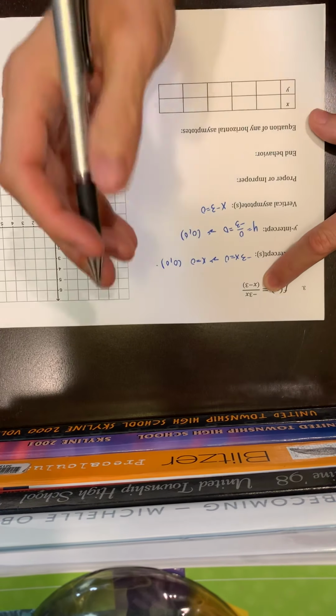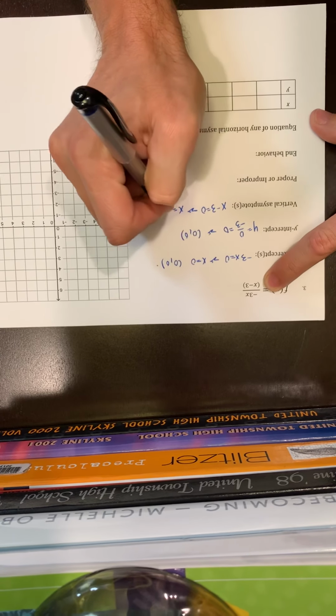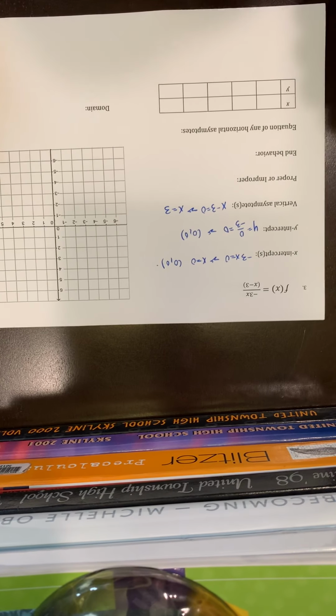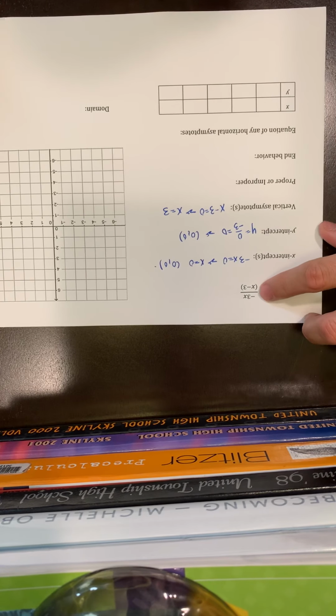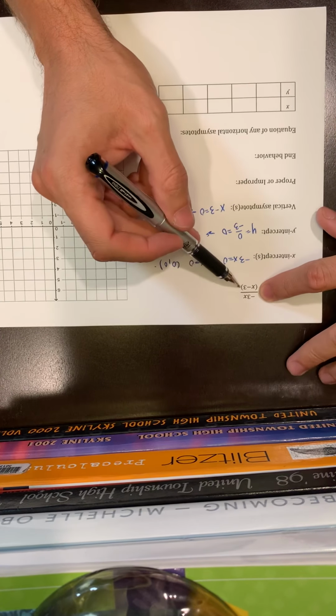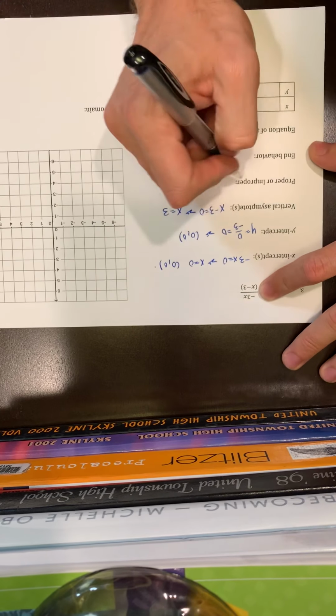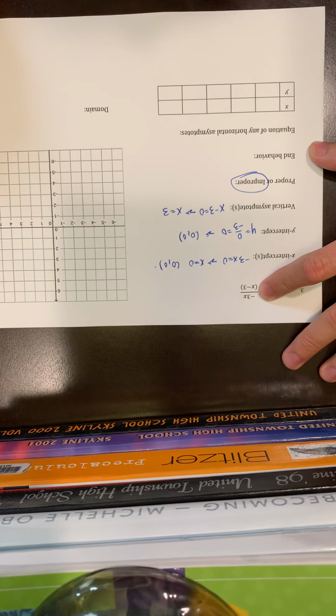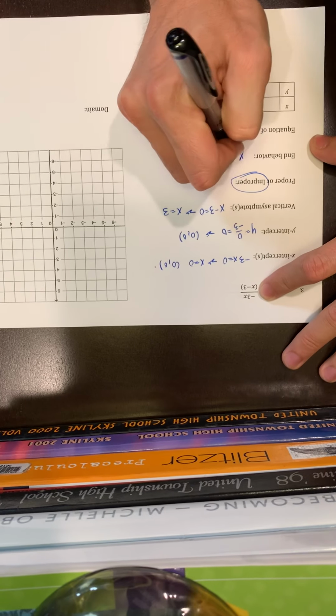So we're going to set the denominator equal to 0, and I'm going to get a single vertical asymptote at +3. Proper versus improper. These are both linear, top and bottom. Since the degrees are the same, this is technically an improper fraction. How do I figure out the end behavior? You have to divide.